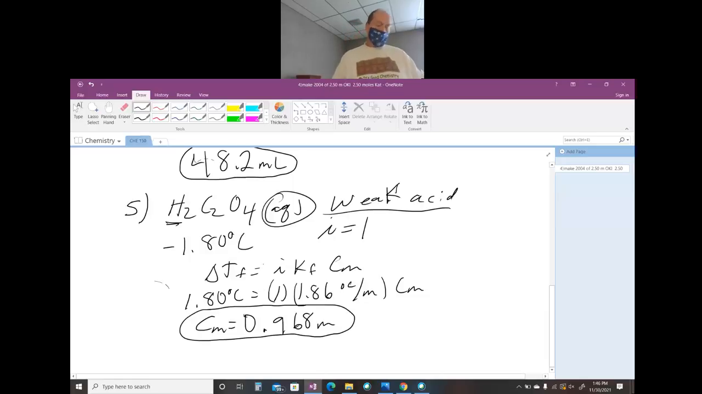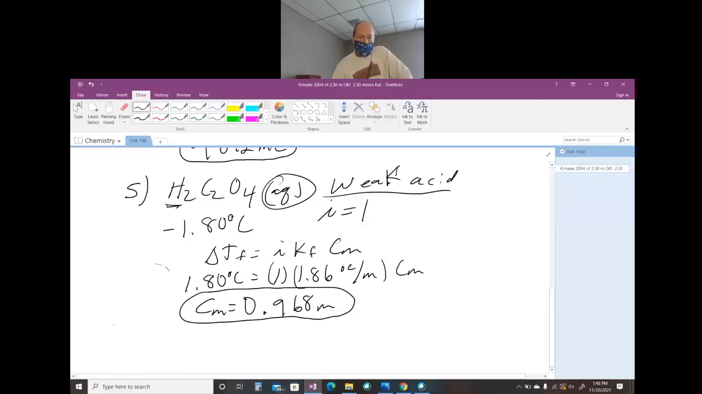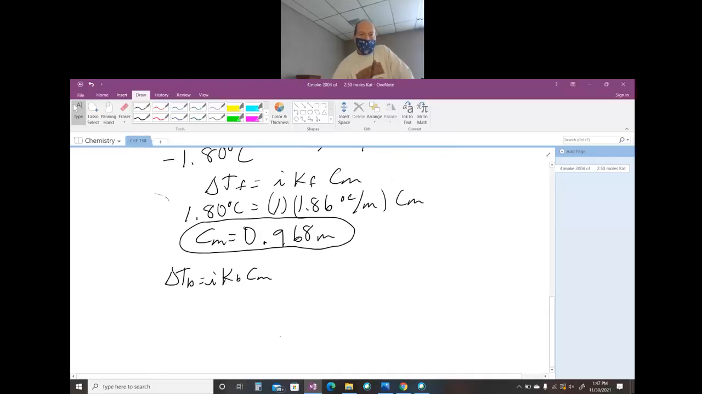All right, so now that we have the molality, the question is, what is the boiling point of this solution? The boiling point you would find by delta T sub B is equal to i Kb C sub M. So you are now calculating your boiling point elevation. The i value for the weak acid is 1. Kb, you look it up. It's a constant. 0.512 degrees Celsius per molal.